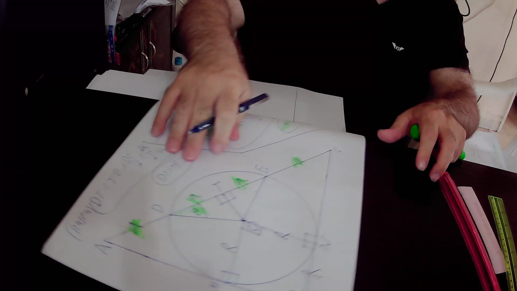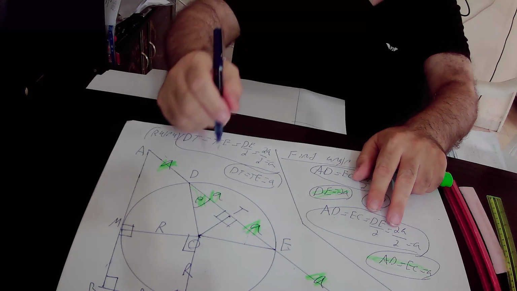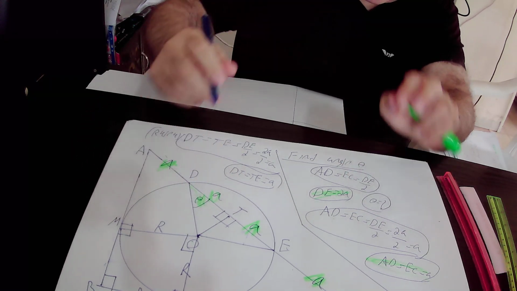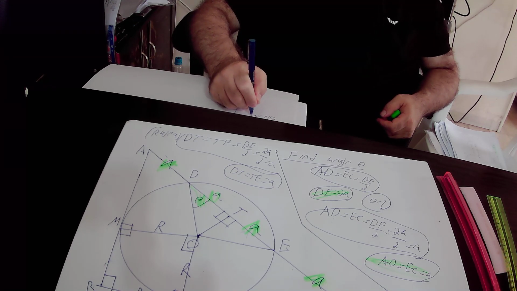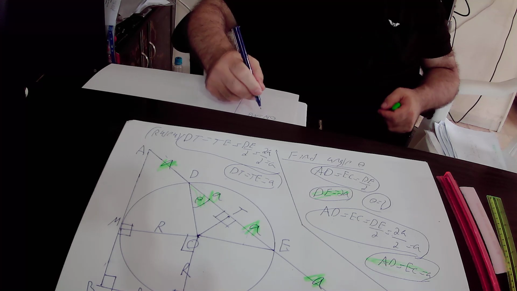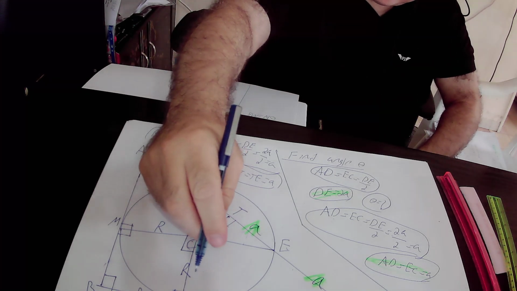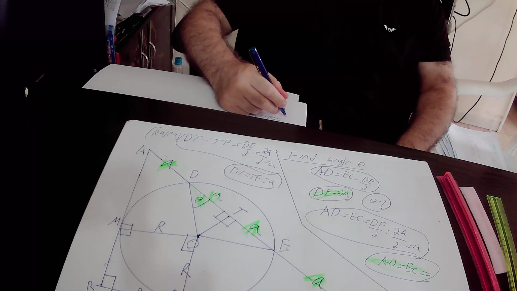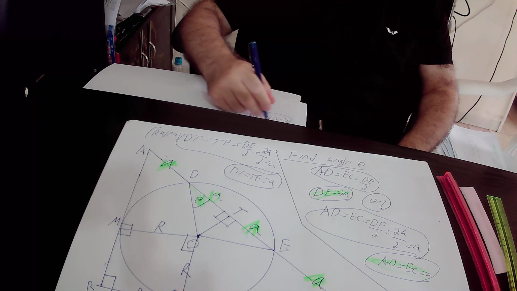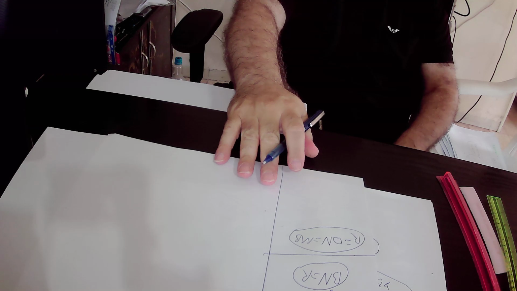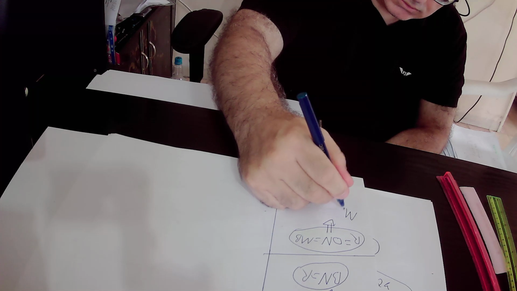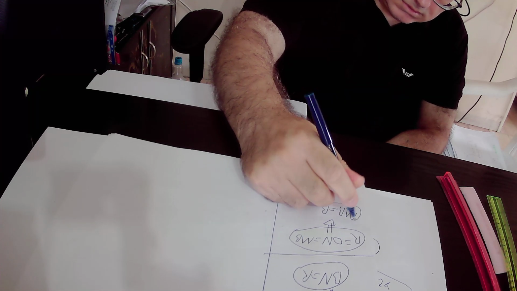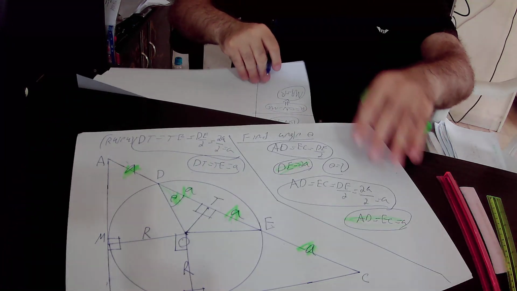Likewise, according to the same rule that the opposite sides of a rectangle are equal to each other, we get that ON equals MB. But we have already found out that ON equals R, it is the radius of the circle. And from this equation, R equals ON equals MB, we derive that MB is also equal to R. So you can write down here that MB equals R.